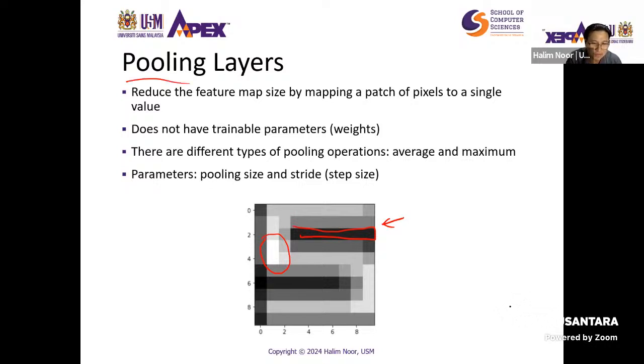The pooling layer has no trainable parameters or weights. There is no weight for this pooling layer. The pooling layer is just to reduce the dimension of the feature map while retaining the important or essential information, which is the features. Now, there are 2 common pooling operations in general: average and maximum.